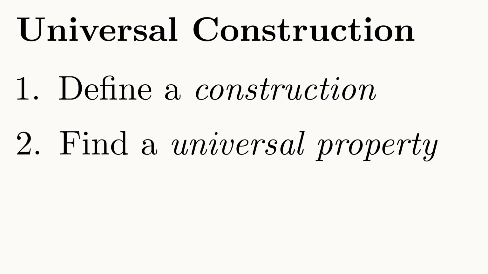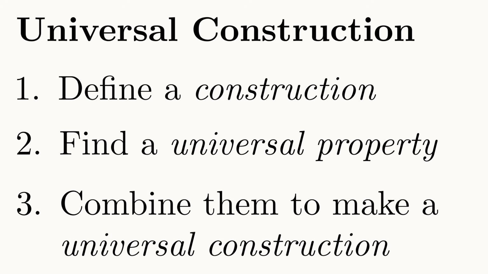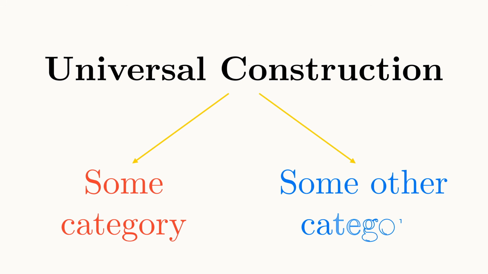And that's it. A construction that satisfies a universal property is called a universal construction, and will always be unique up to isomorphism. Universal constructions can then be applied in other categories to hopefully expose some beautiful, oftentimes unexpected relationships between two seemingly different categories.